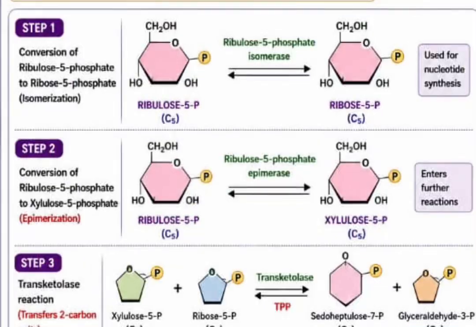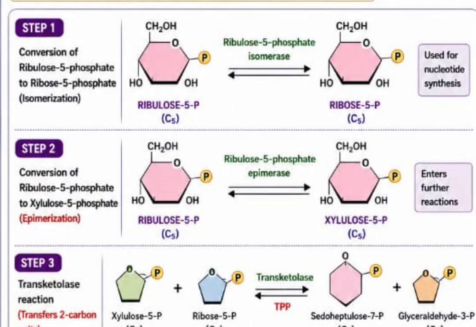Now ribulose 5-phosphate, to end the oxidative phase, is acted on by two enzymes. One isomerizes it. Ribulose 5-phosphate is a ketose sugar. Isomerization of ribulose 5-phosphate gives us what? Ribose 5-phosphate. And epimerization of ribulose 5-phosphate gives us what? Xylulose 5-phosphate. So isomerization of ribulose gives ribose, while epimerization of ribulose gives xylulose.